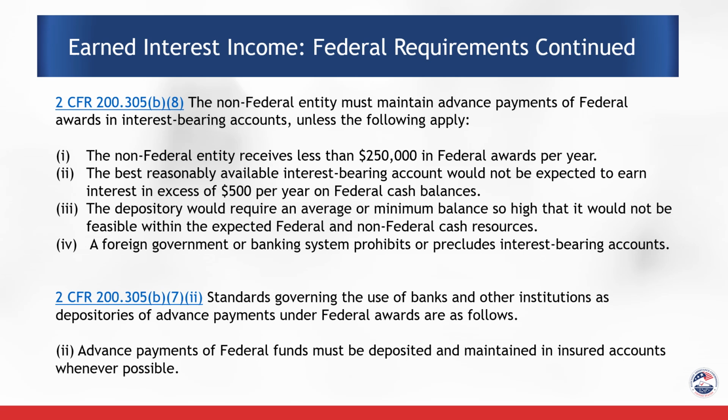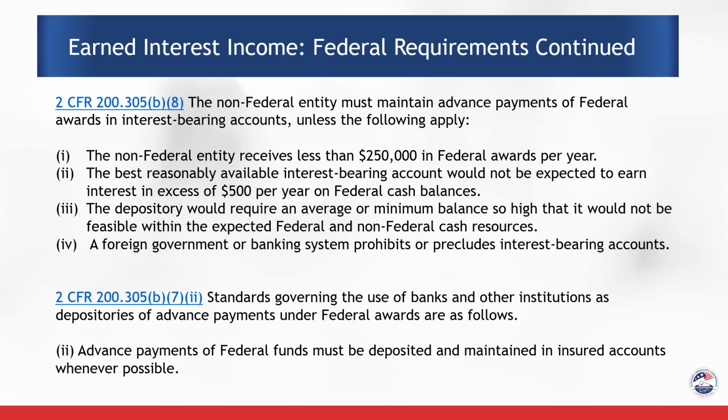Another exception is if the best reasonably available interest-bearing account wouldn't be expected to earn any interest in excess of $500 per year on a federal cash balance. Federal interest rates do vary quite wildly, and our HAVA awards tend to be large enough that they would earn over $500 each year, but there are certain circumstances, particularly with our territories, where this might be applicable.